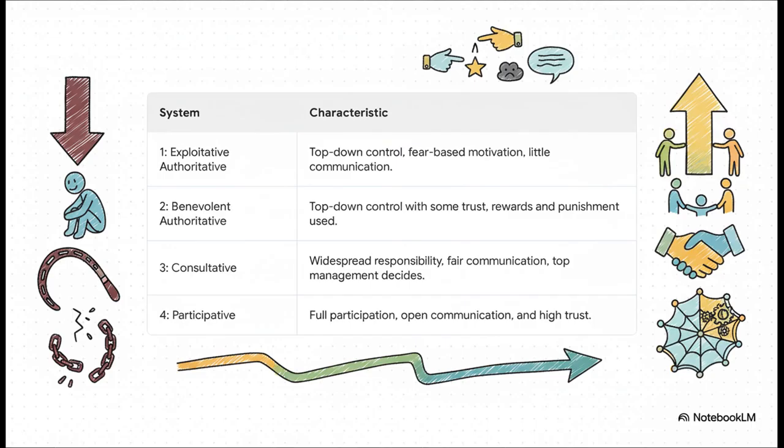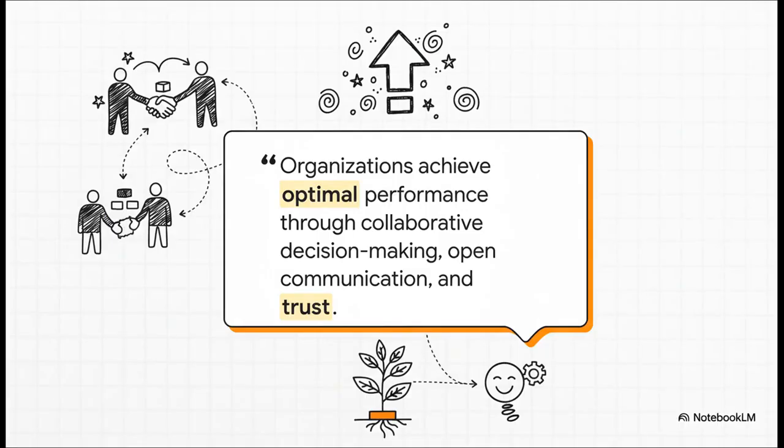On one extreme, you've got System 1, the exploitative authoritative style. Think total top-down control where fear is the main motivator. Then, as you move along the spectrum, you end up at System 4, the participative style, which is all about collaboration and high trust. And here's the thing.